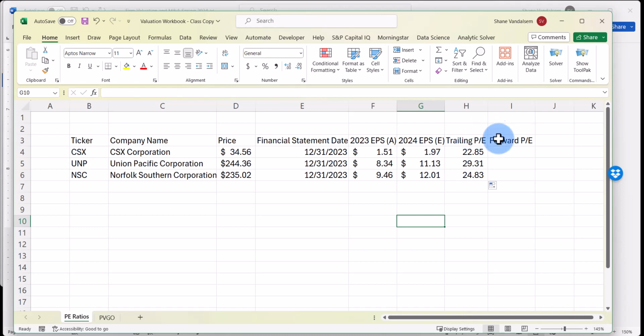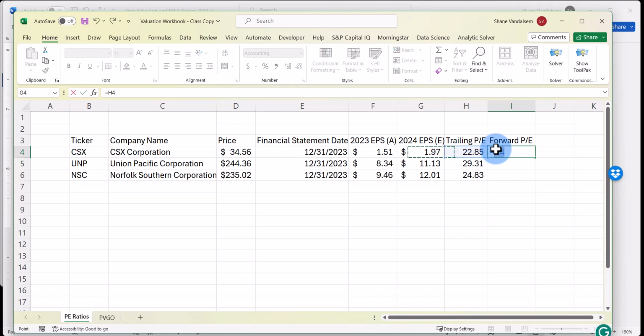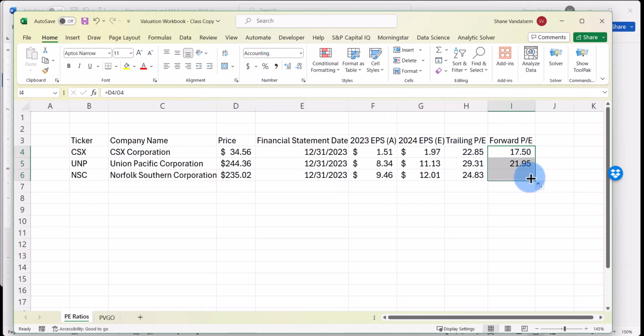Now we're going to look at the forward PE, and then I'm going to describe in what cases we would want to use the forward PE relative to the trailing PE. So in this case, I'm going to take the price, and I'm going to divide it by the 2024 earnings per share. And again, this is a ratio, so I'm going to get rid of that dollar sign. I'll pull that down. We see the same trend we saw before, although the differences here are a little bit less. The forward PE for CSX is 17.5, for Union Pacific is 21.95, and for Norfolk Southern it is 19.57.